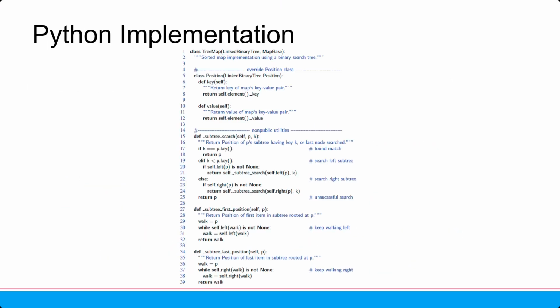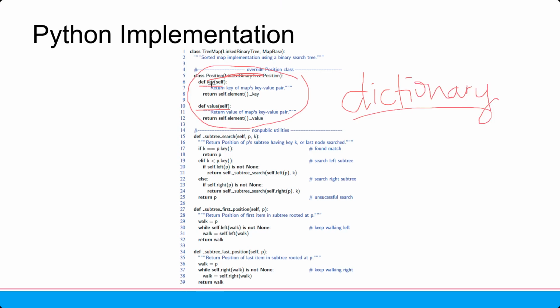So this is the implementation with the tree map. If your project is related with the map, you can try to use this tree map, and it applies the position with linked binary tree. So we need to define what is the key and what is the value. In this case, we are not using the common dictionary of Python. You can use the dictionary of Python, but the book authors try to develop their own key value, their own dictionary.